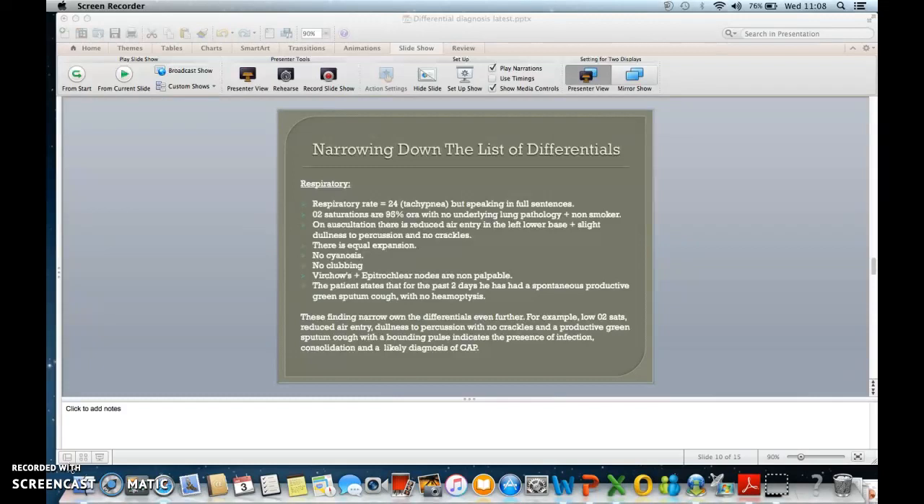For example, low O2 sats, reduced air entry, dullness to percussion with no crackles and a productive green sputum cough with a bounding pulse indicates the presence of infection, consolidation and a likely diagnosis of CAP.